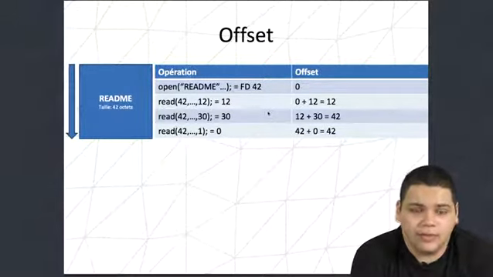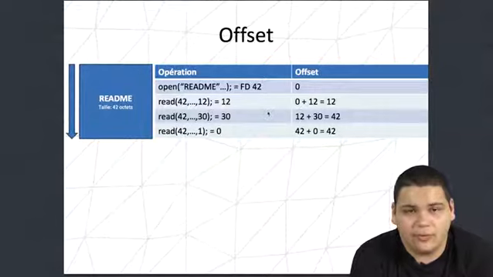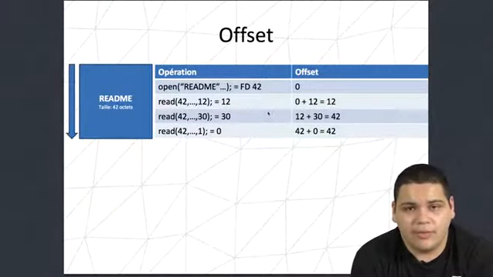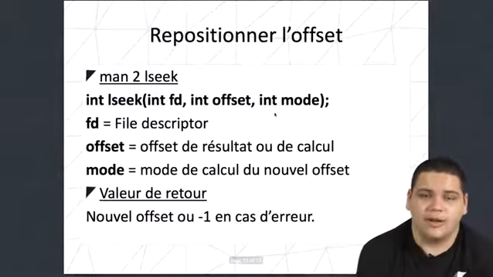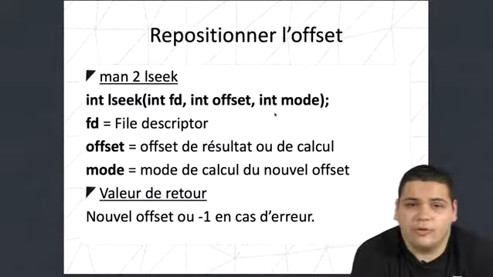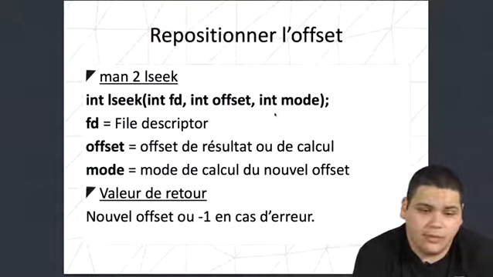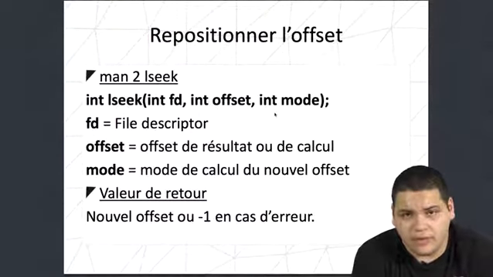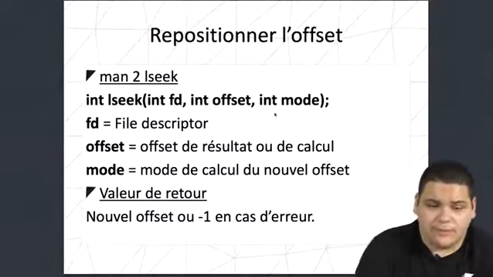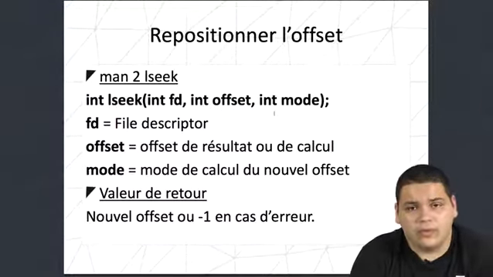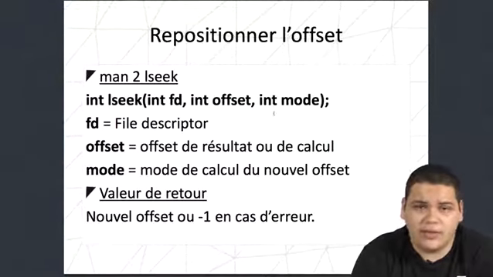How could we move the reading head to another place in the file? The last system call I'll show you will answer this question. It's called lseek. lseek takes 3 parameters: 1, the file descriptor in question; 2, the offset of the result or calculation; 3, the mode of calculation. Have a look in its man page, it's all explained there. lseek returns the new offset, or -1 in case of an error.